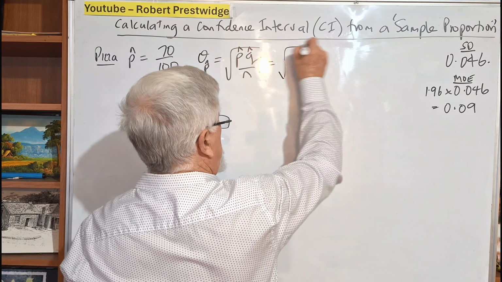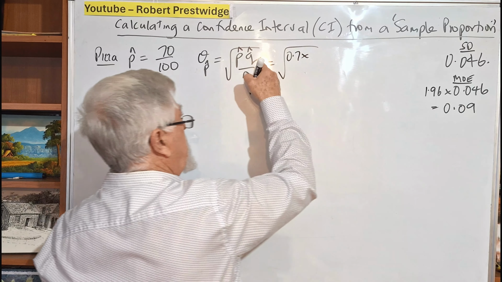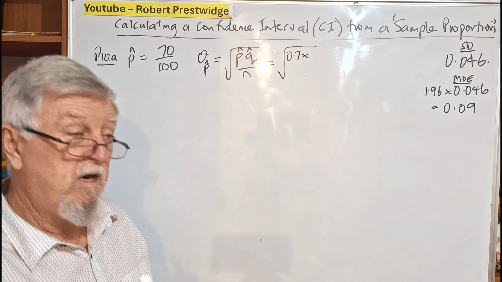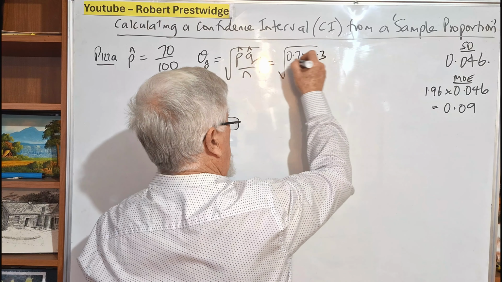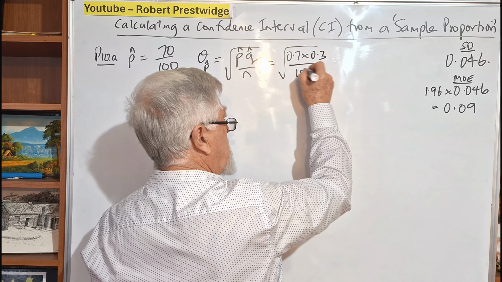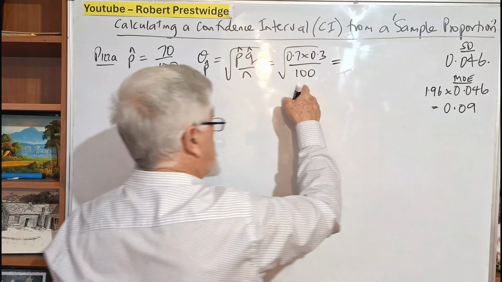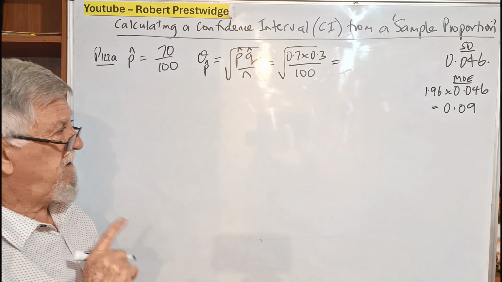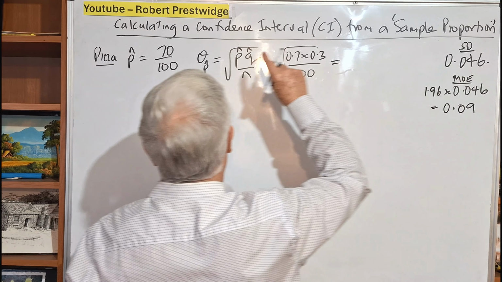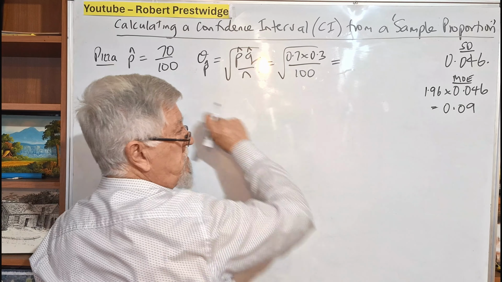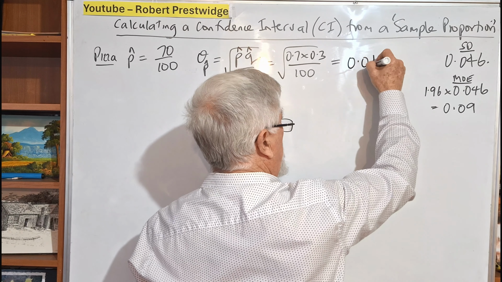So that would be the square root of 0.7 times... Now a lot of people write q as 1 minus p, which is 1 minus 0.7, which is 0.3. I don't tend to fuss about that, I leave it as that, over 100, because we took a sample of 100. That's the standard deviation for that sample proportion that we picked, 0.046.